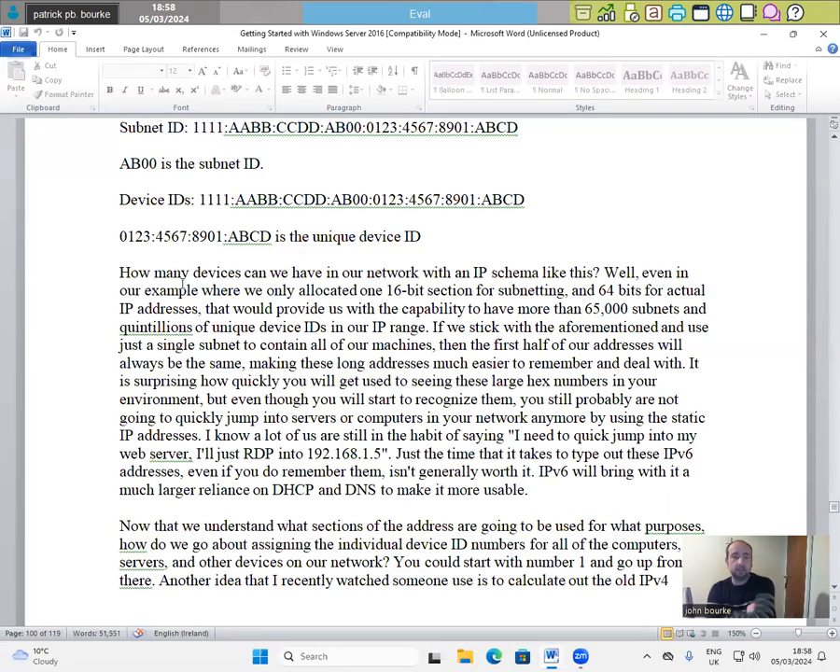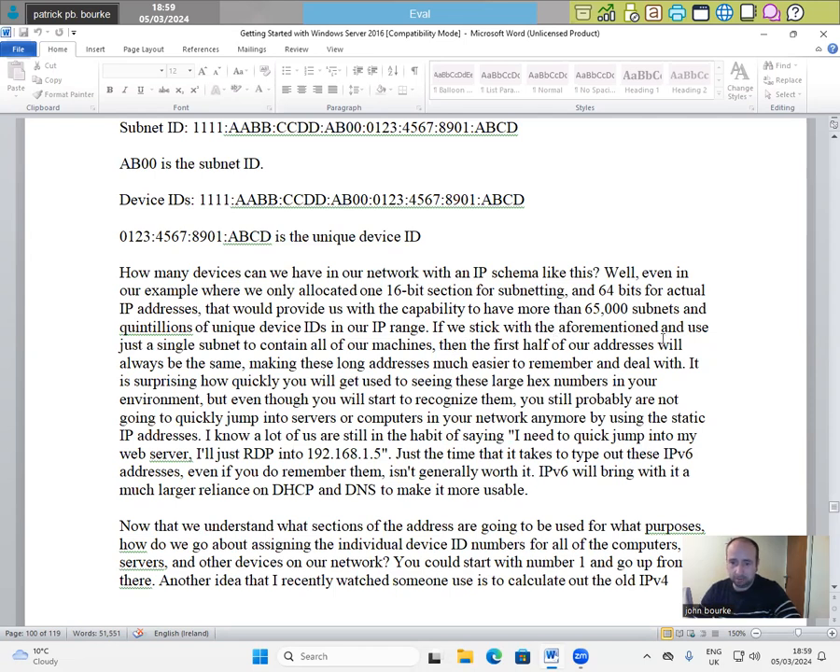How many devices can we have in our network with an IP schema like this? Well, even in our example where we only allocated one 16-bit section for subnetting and 64 bits for the actual IP address, that would provide us with the capability to have more than 65,000 subnets and quintillions of unique device IDs in our IP range.